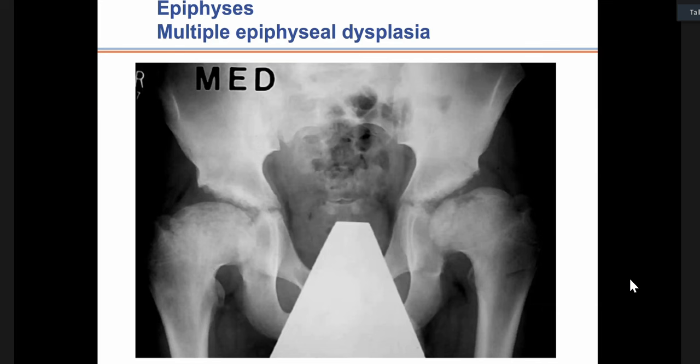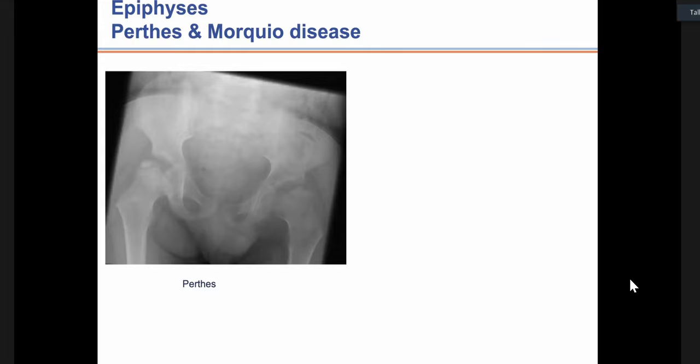Perthes disease is that MED is usually synchronous, symmetrical, happening at the same time. Perthes is usually metachronous, one side first, followed by the other. If it is at the same time, it's rare. It's about 10 to 15%. So here we have a case of Perthes.